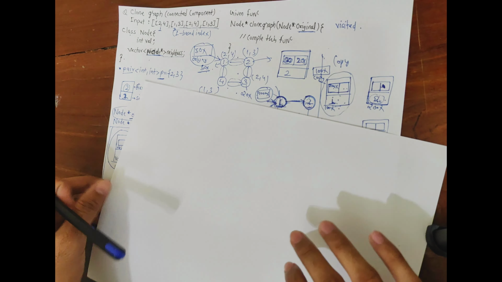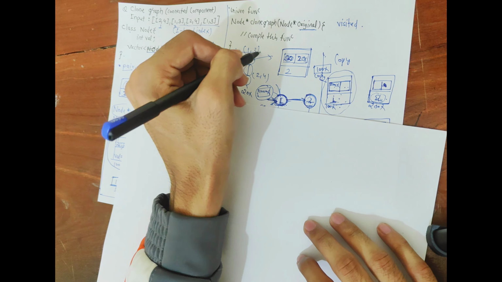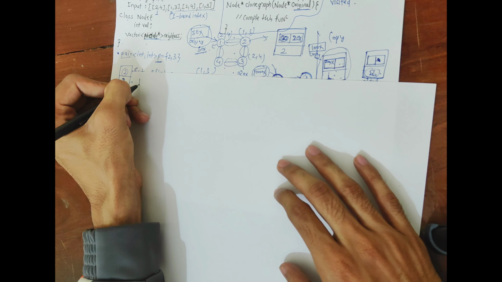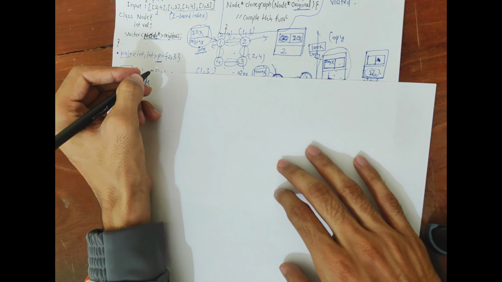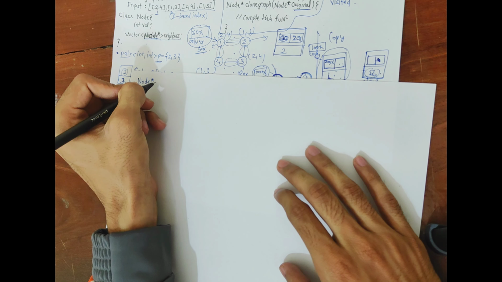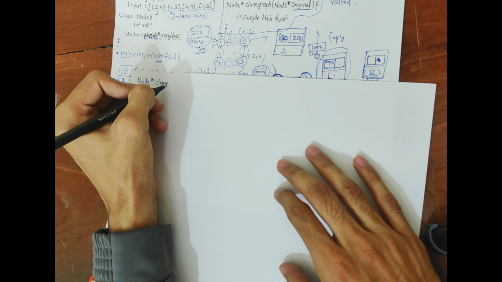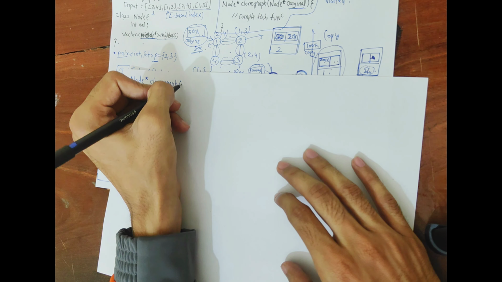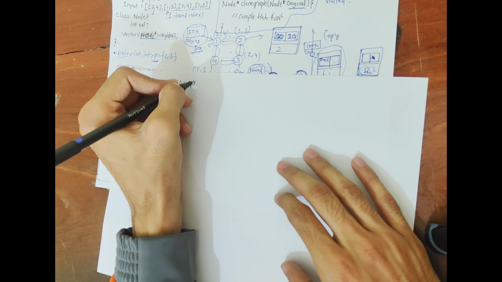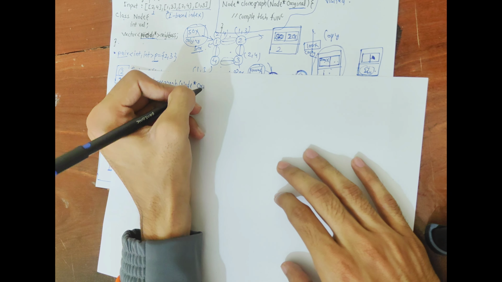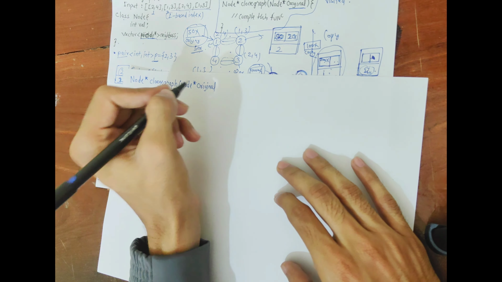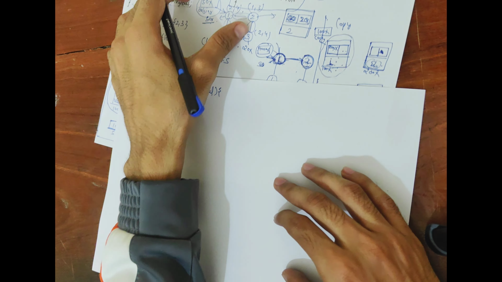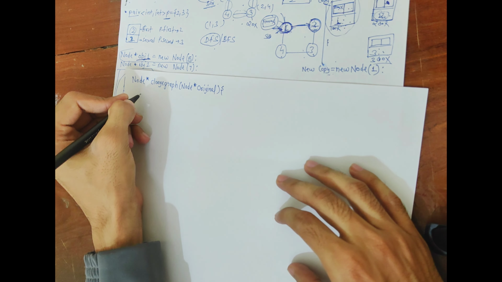So see, this is the function that we need to complete, right? So I'm writing the function: Node* cloneGraph. Okay, so first of all I will create the copy.